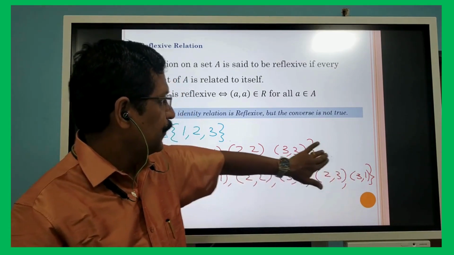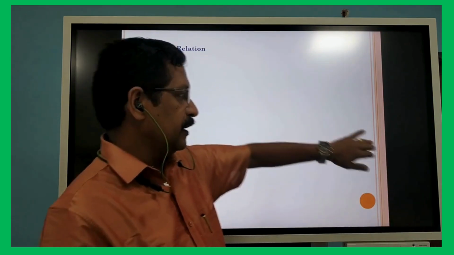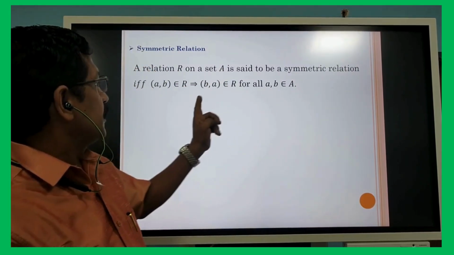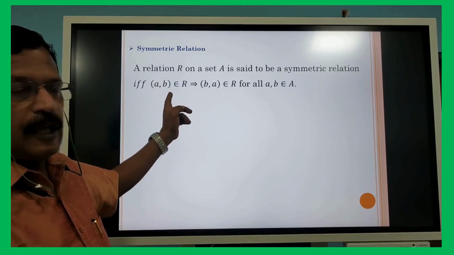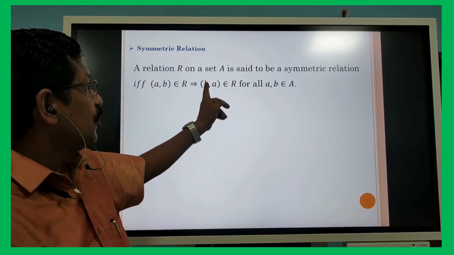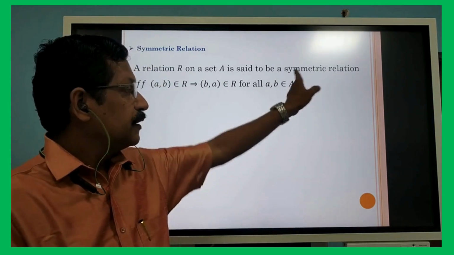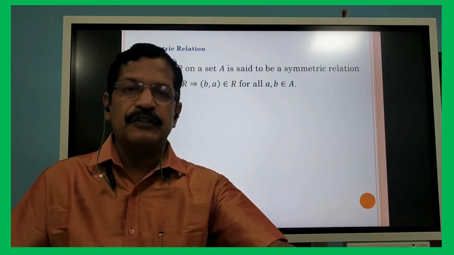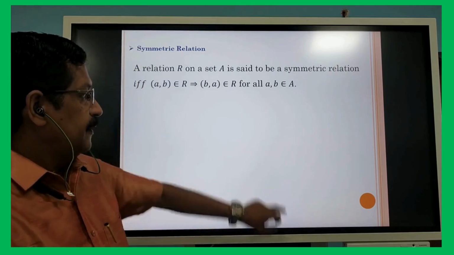Okay, it's clear now. Next is a symmetric relation. What is a symmetric relation? Let us check. A relation R on a set A is said to be a symmetric relation if and only if ordered pair (a, b) element of R implies ordered pair (b, a) element of R for all a and b in the set A. That is, if a is related to b, then b should be related to a. If it's so, the relation R is called a symmetric relation.